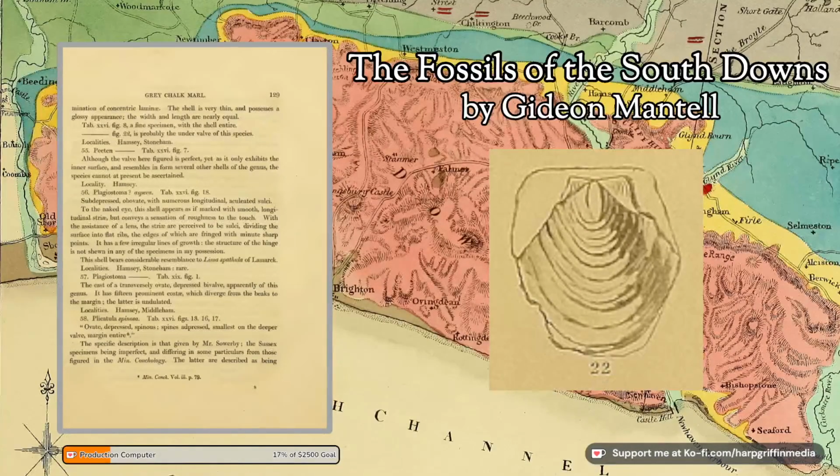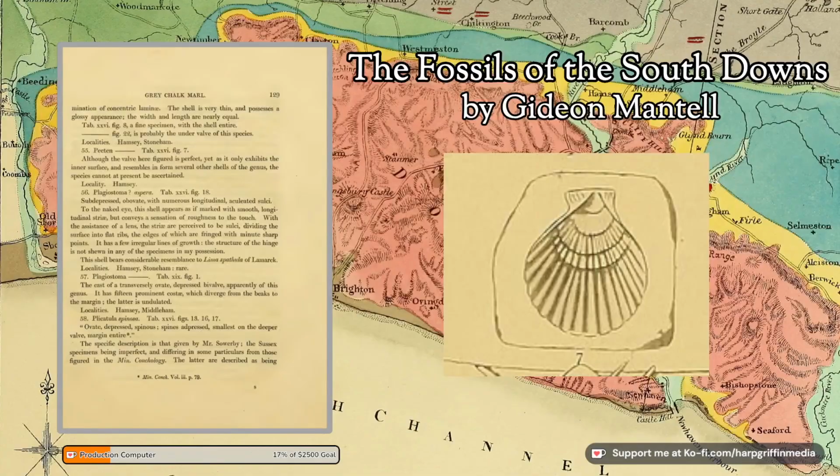Tablet 26, Figure 22, is probably the undervalve of this species. Localities: Hamsey, Stoneham. 55. Pecten. Tablet 26, Figure 7. Although the valve here figured is perfect, yet as it only exhibits the inner surface and resembles in form several other shells of the genus, the species cannot at present be ascertained. Locality: Hamsey.